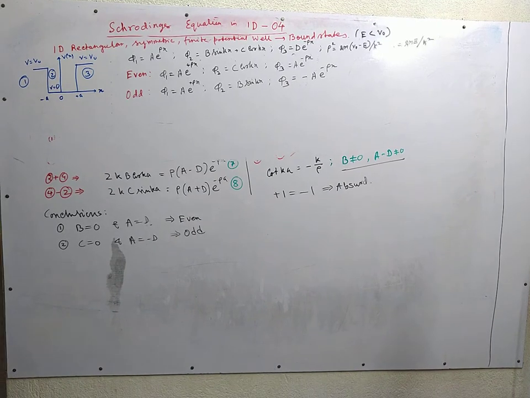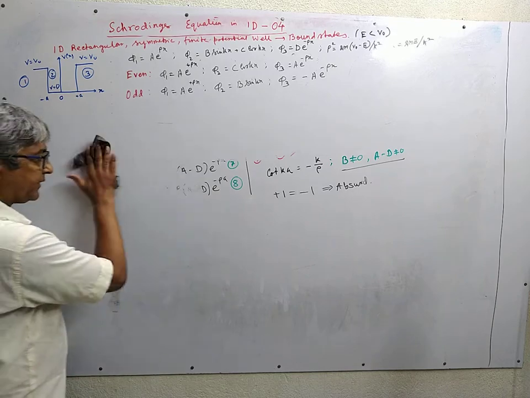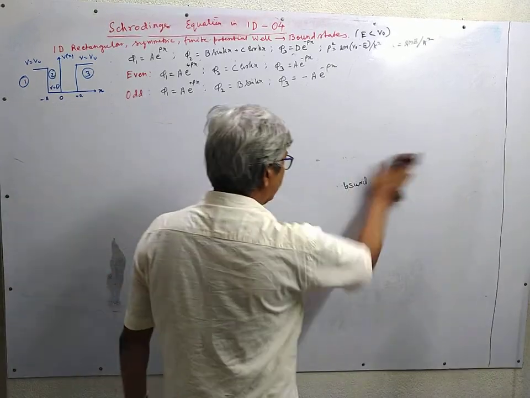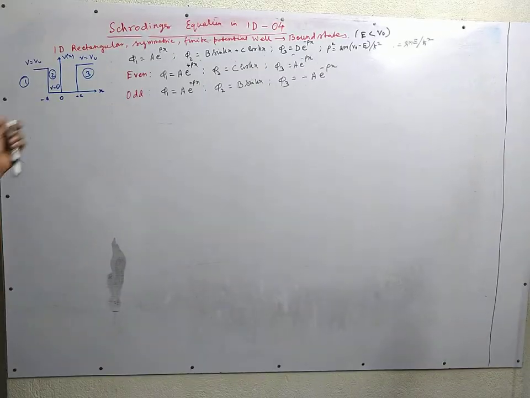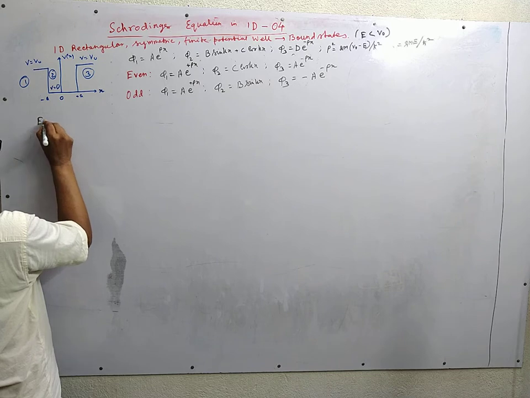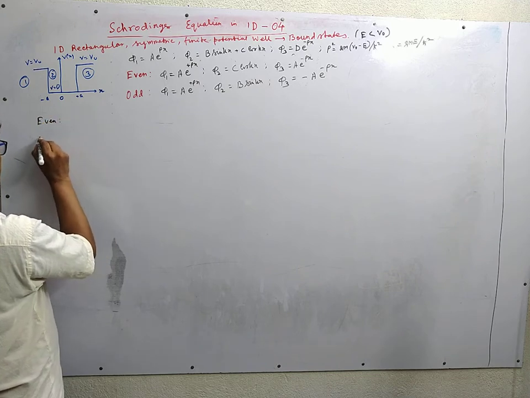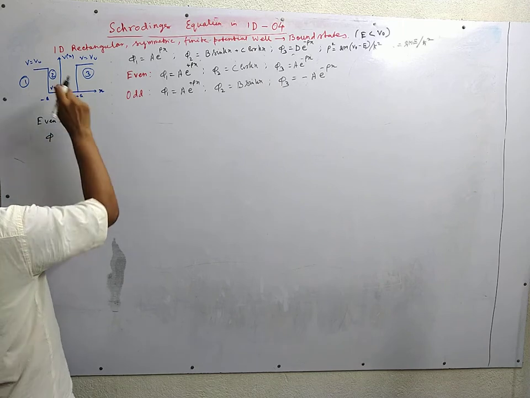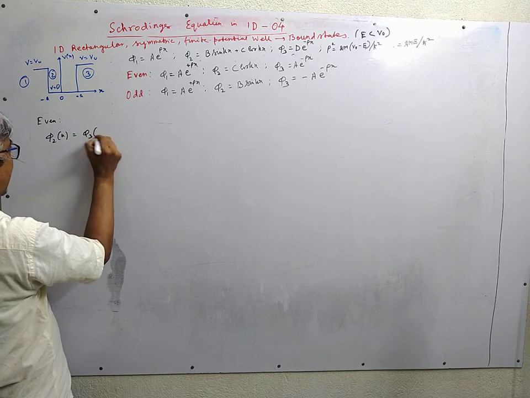It has come to a very simplified version. The wave function either belongs to even parity states or odd parity states. If we go on with further calculation, we need to apply the boundary condition at any one end of the well. So we go on with even states. The boundary condition is phi 2 at a is equal to phi 3 at a.